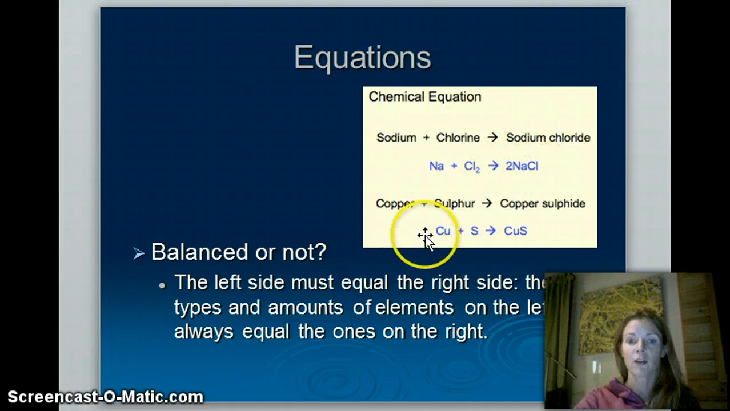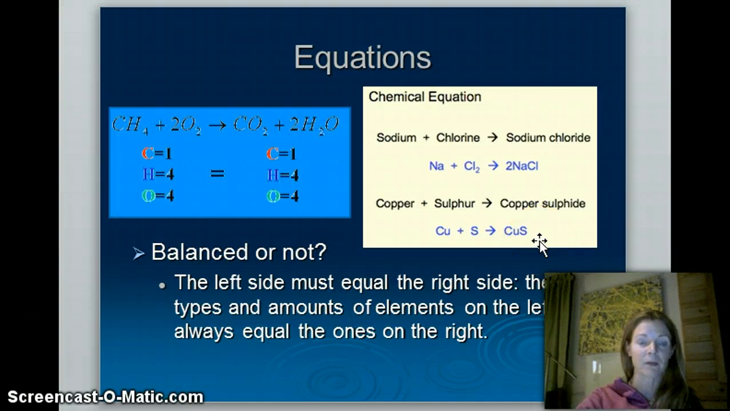And then copper sulfate, Cu plus S gives you CuS. If you check that out, that's completely balanced, so you don't have to add anything to that. There's 1 Cu here, 1 Cu there, 1 S, 1 S. Kind of hard to understand, but here's another one.